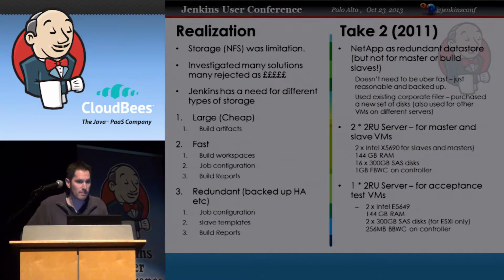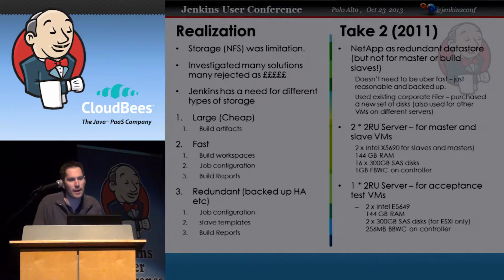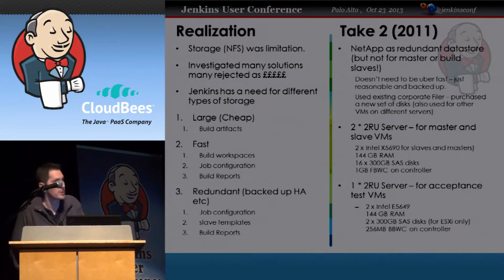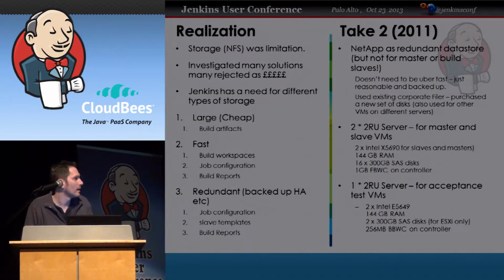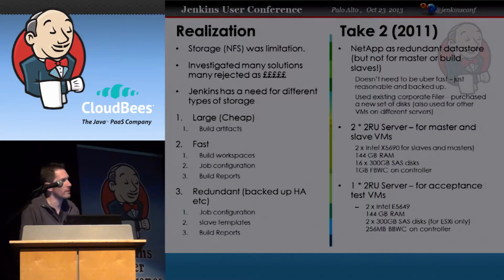We bought some new servers. So at the time, they were stonking fast. So it's two Intel x5690 CPUs, 144 gig of RAM, and because we wanted oodles of I/O, we had 16 200 gig SAS drives connected to one RAID controller with 1 gig flashback write cache. And we also had a separate server for acceptance tests, which was slightly less spec'd. So we didn't actually want to run the virtual machines from a local disk for this, so we actually stored those on the NetApp.